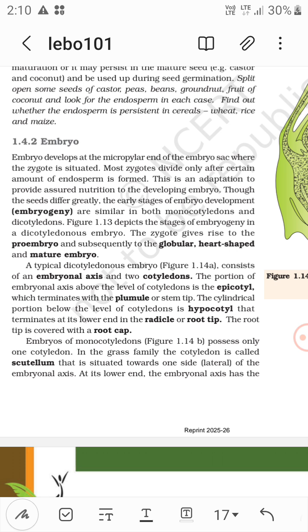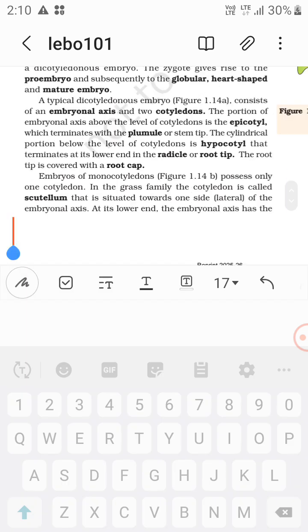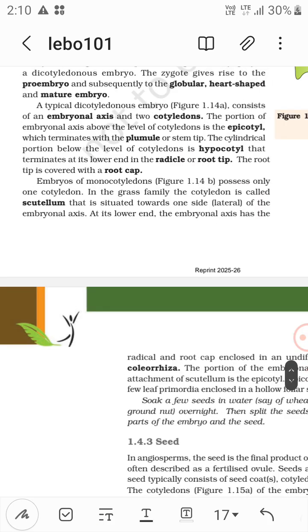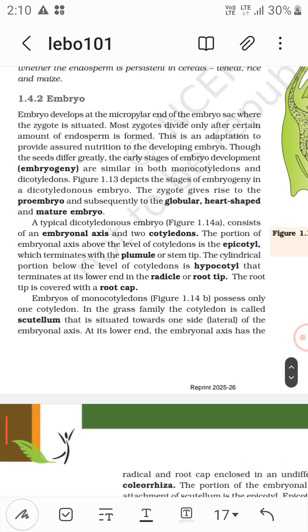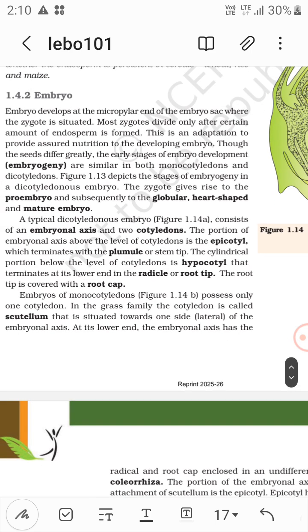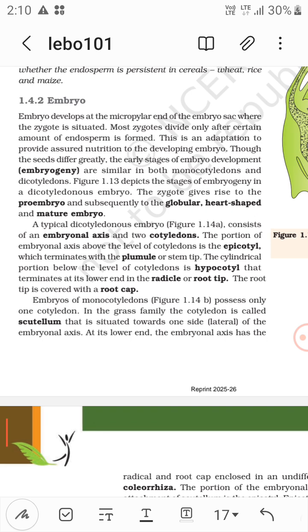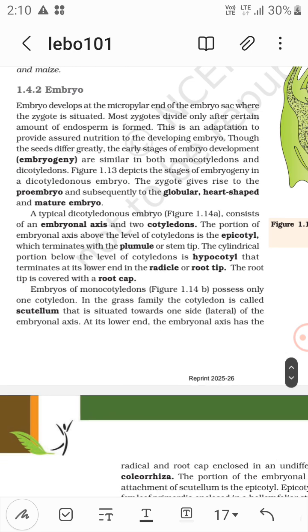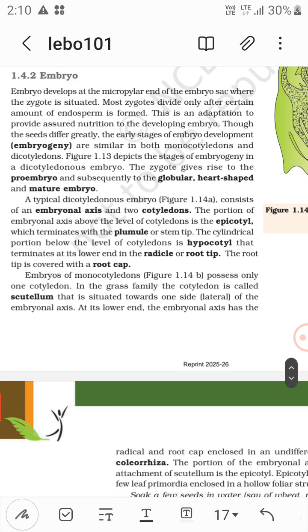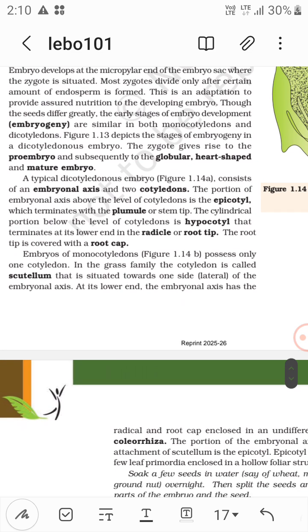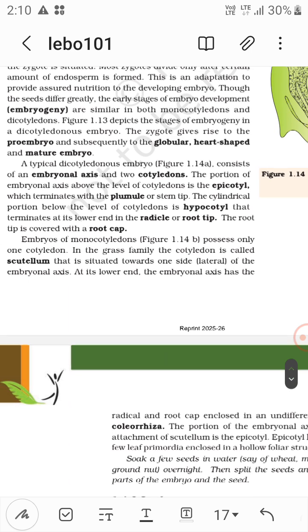Though the seeds differ greatly, the early stages of embryo development, embryogeny, are similar in both monocot and dicot, right? Now this depicts the stages of embryogeny in a dicot. The zygote gives rise to the proembryo and subsequently the globular, then heart-shaped embryo, and then the mature embryo. A typical dicot embryo consists of an embryonal axis and two cotyledons. The portion of the embryonal axis above the level of the cotyledons is the epicotyl, which terminates in the plumule or stem tip. The cylindrical portion below the level of the cotyledons is the hypocotyl, which terminates at its lower end in the radicle or root tip. The root tip is covered with a root cap, right?